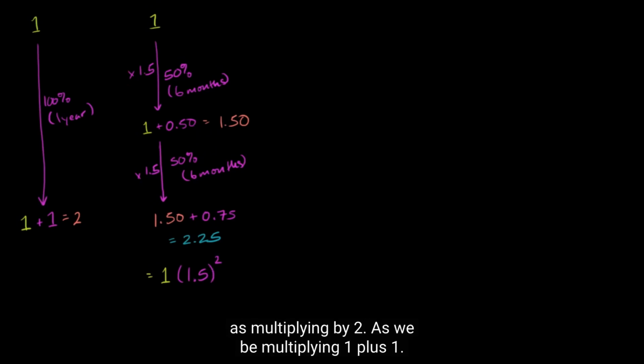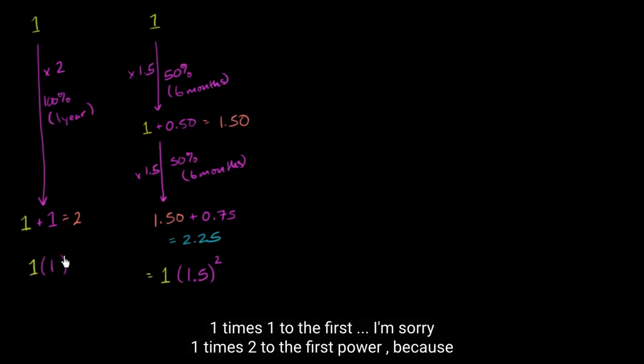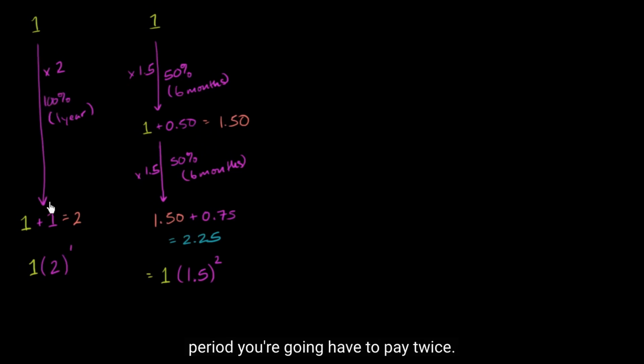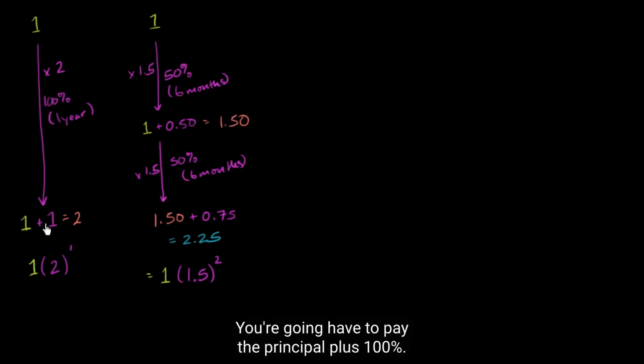100% is the same thing as multiplying by 2, as literally multiplying by 1 plus 1. So this is multiplying by 2. You could view this right over here as 1 times 2 to the first power, because you're only doing it over one period, over that year. And you say, hey, once again, where is that 2? Well, if someone's asking for 100%, that means over the period, you're going to have to pay the principal plus 100%. You're going to have to pay twice what you originally borrowed.